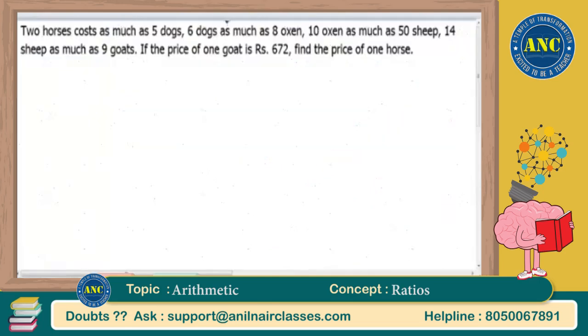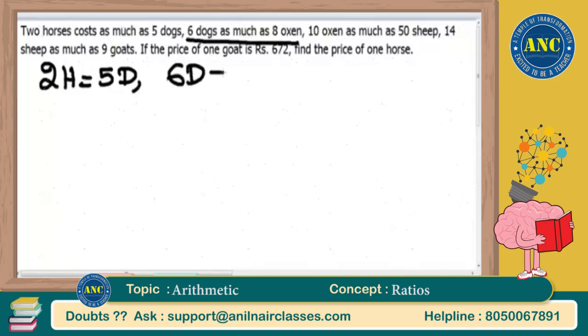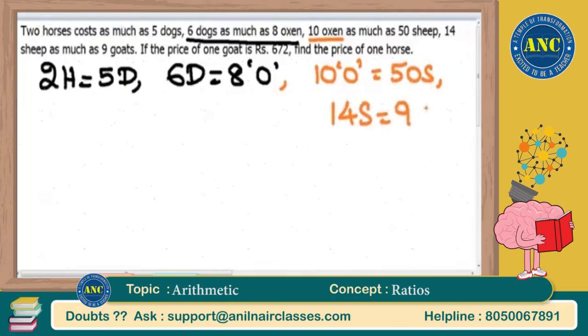See here. 2 horses cost as much as 5 dogs. That means 2 horses is equal to 5 dogs. 6 dogs as much as 8 oxen. 6 dogs is equal to 8 oxen. So oxen I will write it with an apostrophe, because otherwise you will think it as 0. 10 oxen as much as 50 sheep. 10 oxen is equal to 50 sheep. And 14 sheep as much as 9 goats. If the price of 1 goat is 672, find the price of 1 horse.